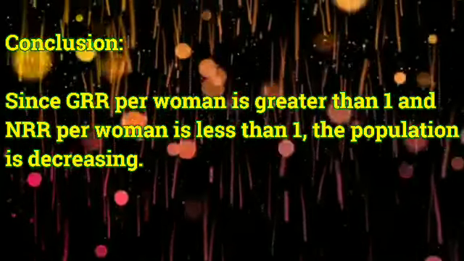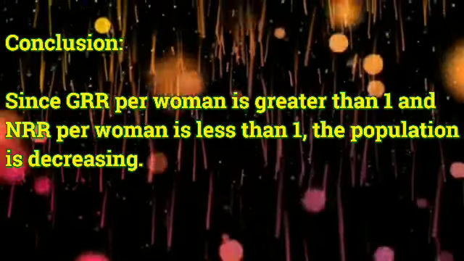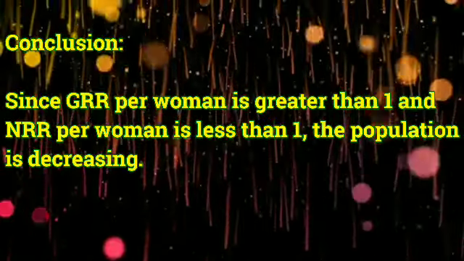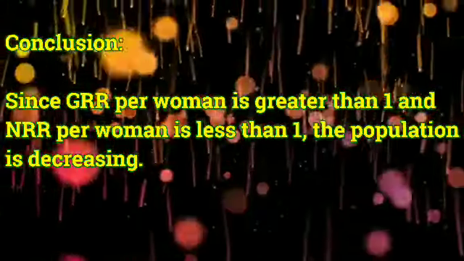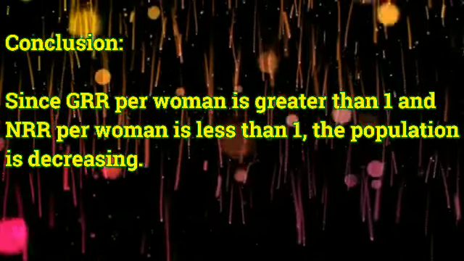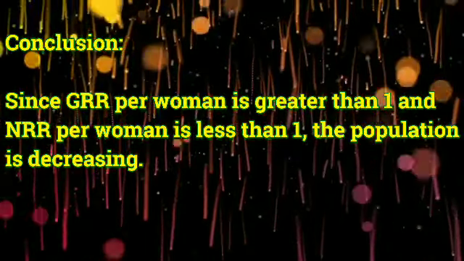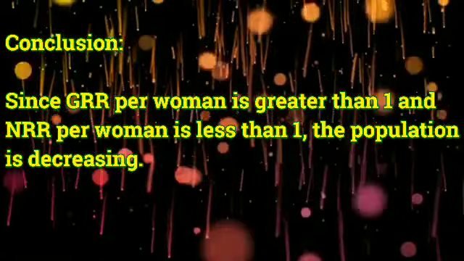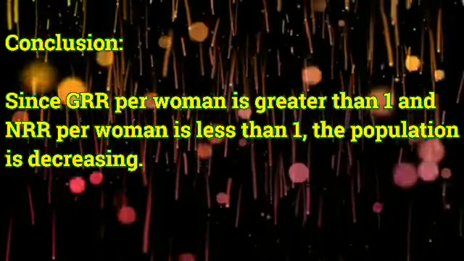Here for the present question, NRR per woman is 0.9775, which is decreasing, which is less than 1. Since NRR is less than 1, the population is decreasing. For the present question, the conclusion is the population is decreasing. So far, we learnt about the birth rate.